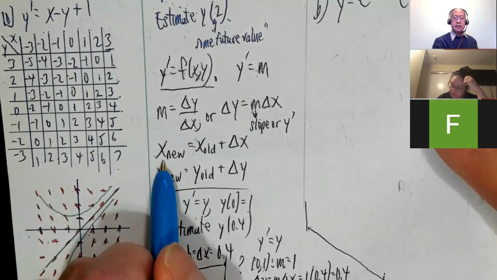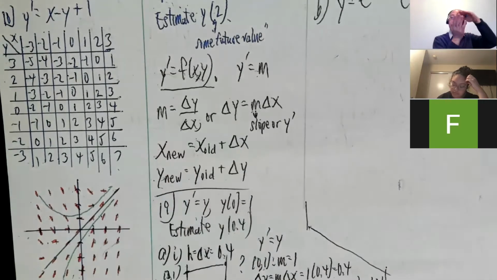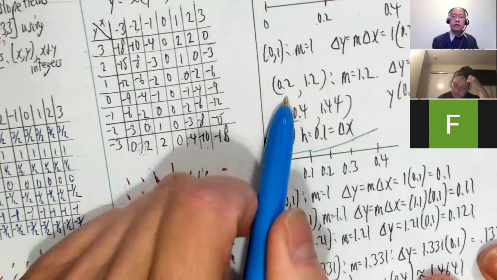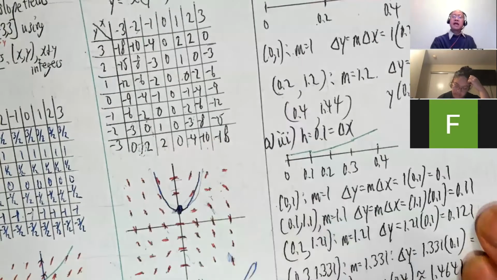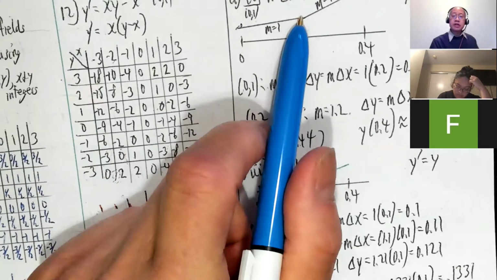How do I find a new x? Take the old x and add delta x. How do I find a new y? Take the old y and tack on delta y. So I'm now at 0.2, 1.2. I stop and recalibrate a new slope. So I'm going to shoot off in a different direction.